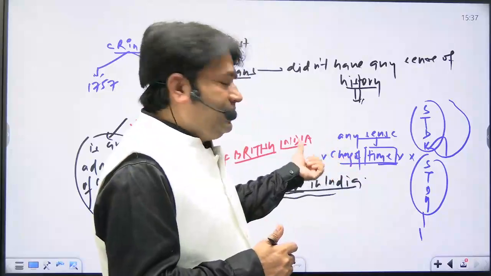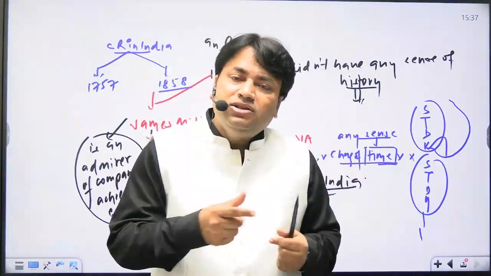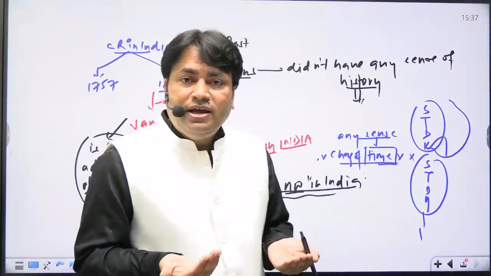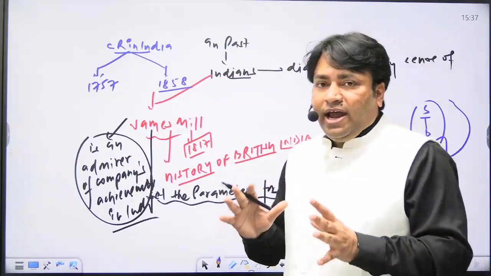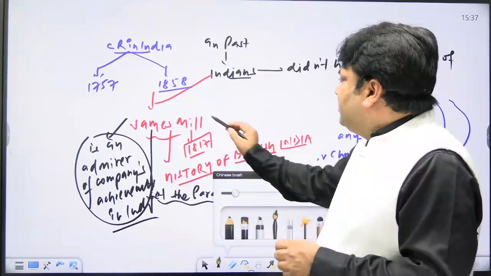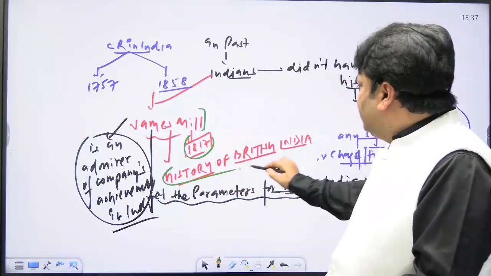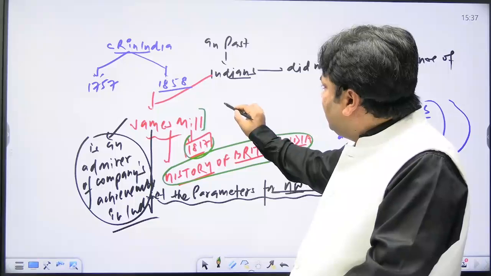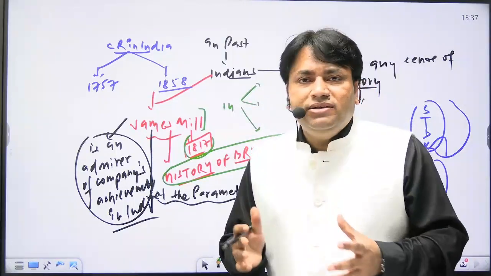That's why it is said that James Mill was also a critique of Indian society and polity. And what is he doing? Is he praising Indian society and polity during the pre-British period? The answer is no. And what did James Mill do? Here, in the book that was published in the year 1817, that is History of British India, James Mill did what? The division of Indian history into three phases.